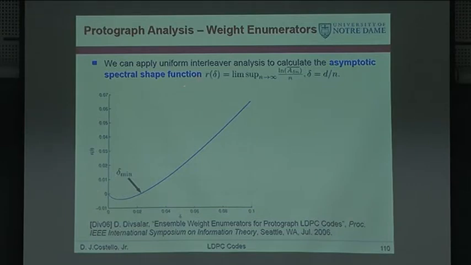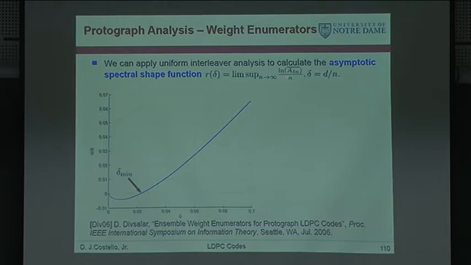The distance analysis, and again, there's details here that I'm skipping. This is just a way of viewing the result. You use something called the uniform interleaver analysis, which is basically you're just averaging the minimum distance over all possible permutations that you could substitute into this graph.